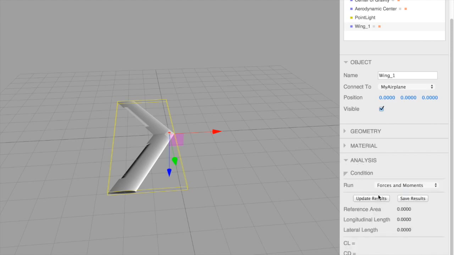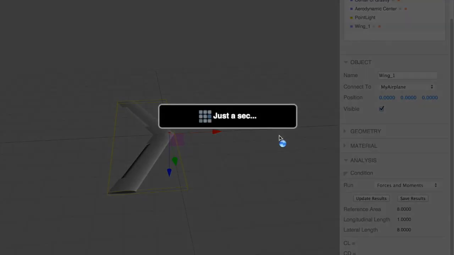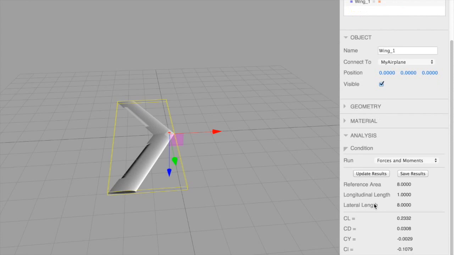Now if we run a quick forces and moments calculation on this, we get our forces and moments here, just a summary on the screen. Lift coefficient, drag coefficient. C sub y now is our coefficient in the y direction, or our side force coefficient. And then we have three moment coefficients down here at the bottom, CL, CM, and CN.